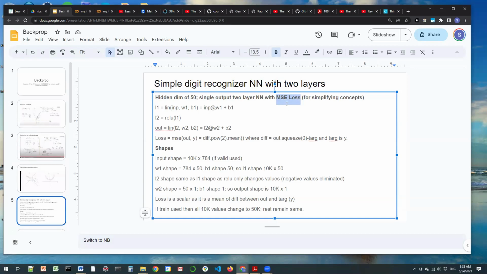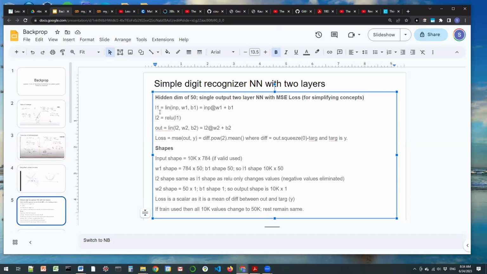Eventually, we'll find out that a better loss definition is possible, and we use that loss. But here we are using MSE because mean square error is something that we can compute very easily. So for purposes of explanation, it's easier to use the MSE loss initially.